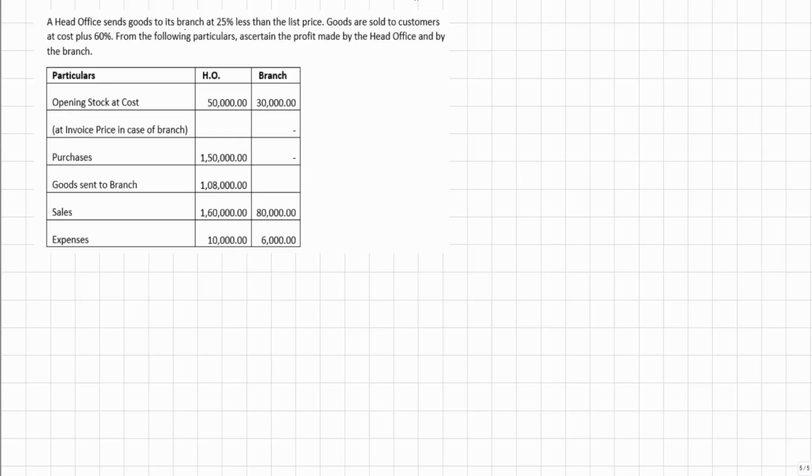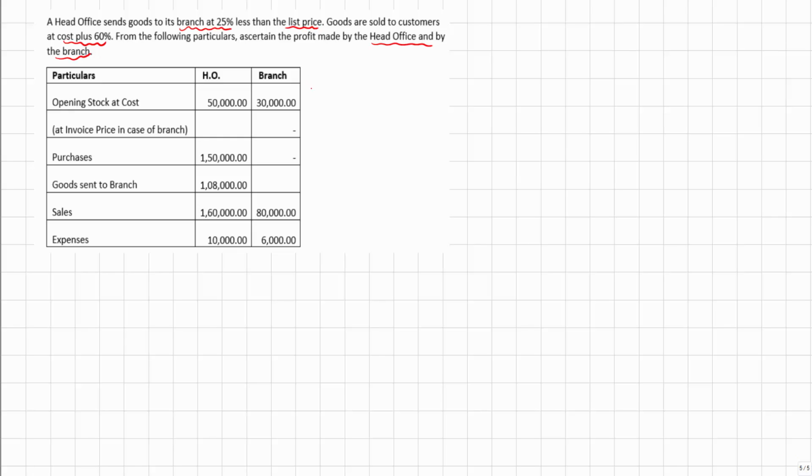Head office sends goods to its branch at 25% less than list price. Goods are sold to customers at cost plus 60%. From the following particulars, ascertain the profit made by head office and by the branch.